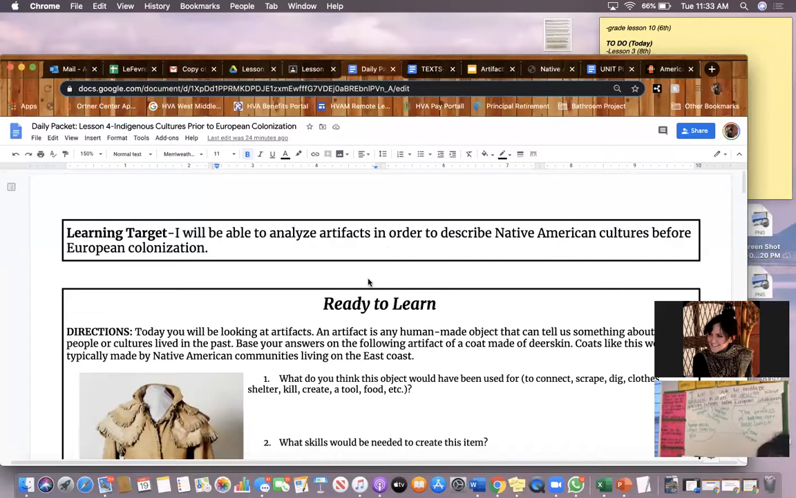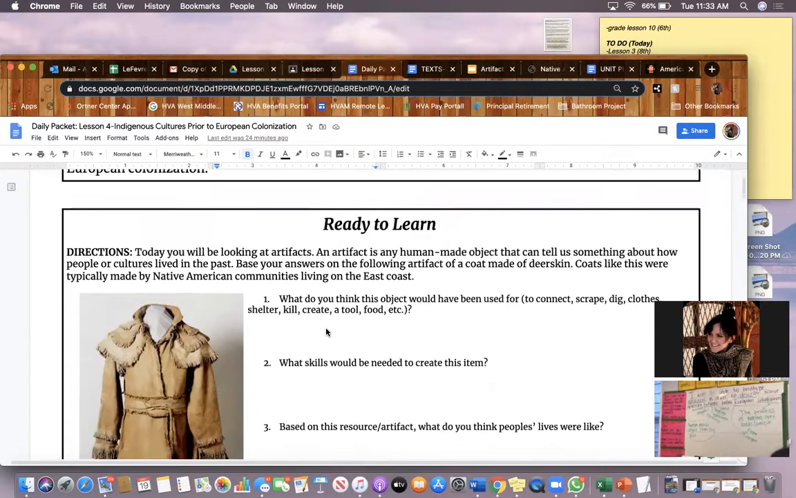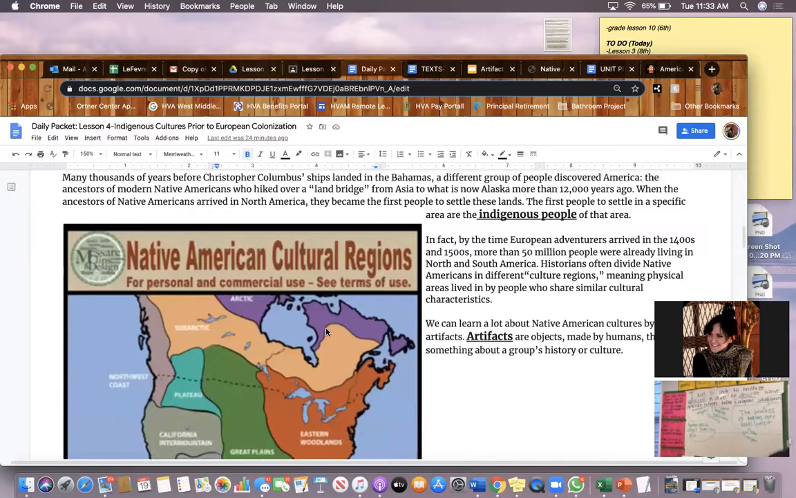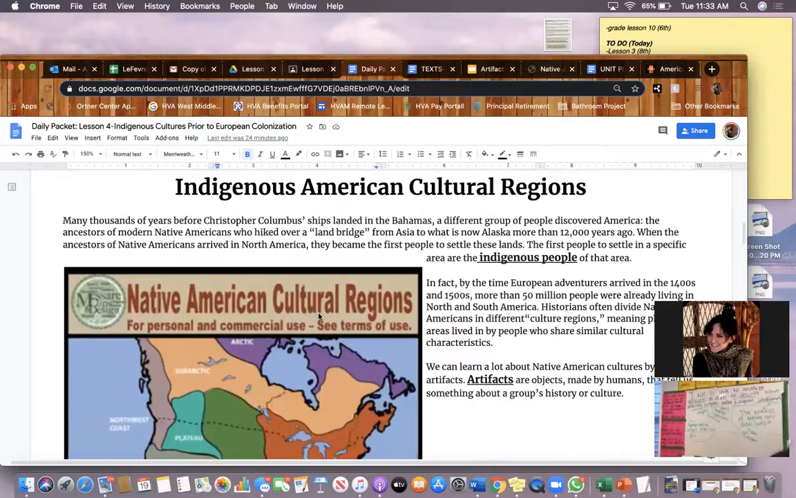So your job today is to learn a little bit about various cultural regions, different Native American cultural regions. So first, let's clarify that term, cultural region.